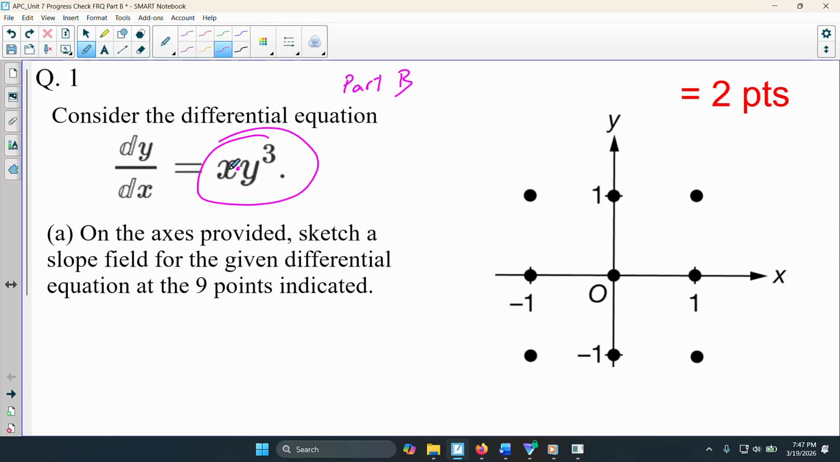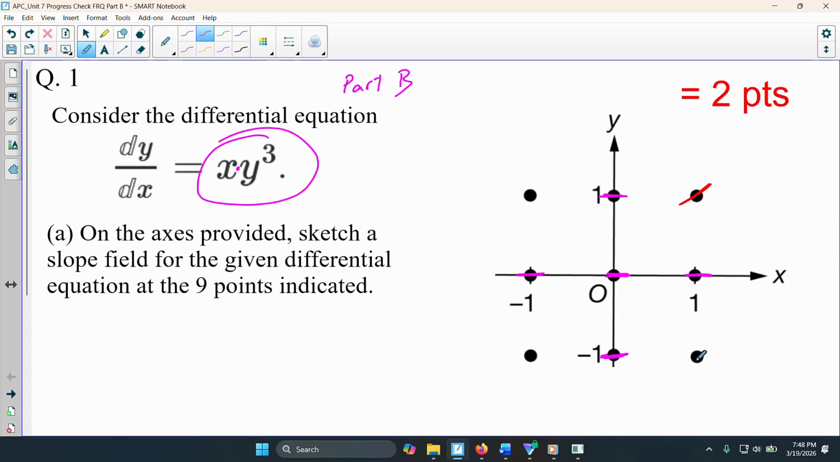What's nice about this is it's a product. So if x or y, either one of them is zero, this is going to be a horizontal slope. In other words, slope is zero. So along the x-axis, these are like little tick marks, or along the y-axis. Those are done pretty much right away. Now the other ones, you have to put some thought into it. This is 1, comma 1, right? So put a 1, comma 1 in here. So this is going to be positive 1. So it's kind of like this, approximately 1.